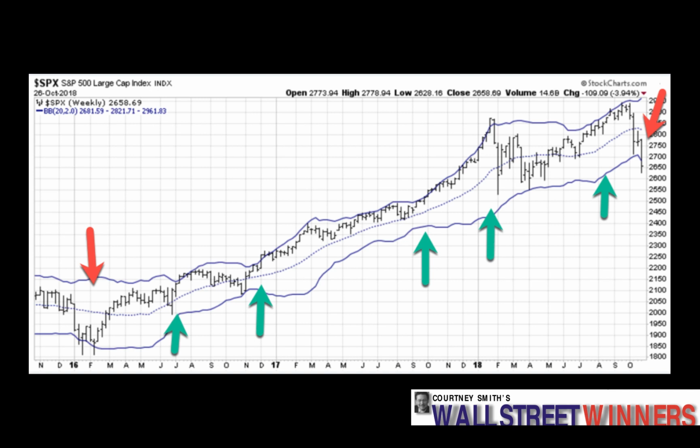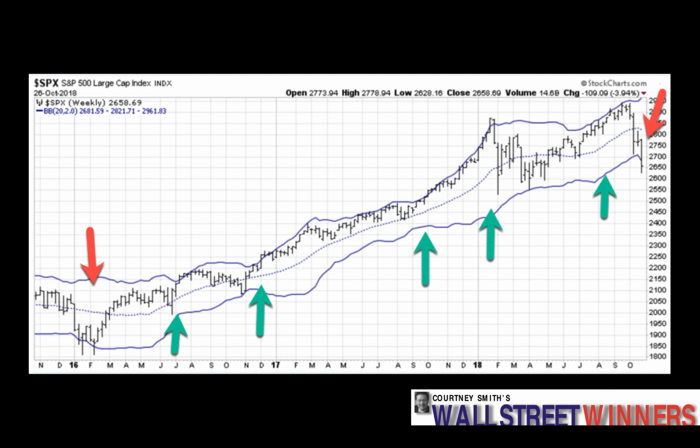Anyway, hey, let's get right into this market. Let me give you some advanced analysis here. What we see here is the S&P going back 3 years. And I have put Bollinger Bands, so-called Bollinger Bands, which are just standard deviation bands, around the price action. Let's take a look at what happens when the price breaks the bands.